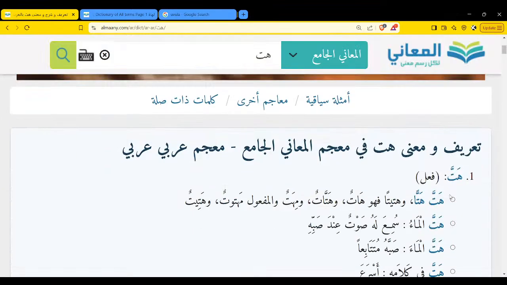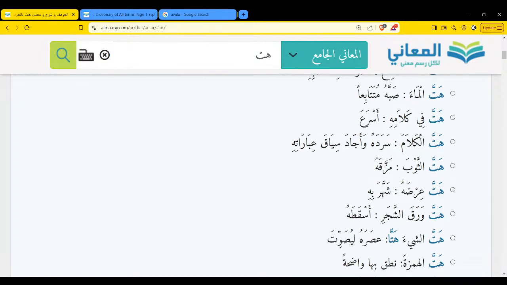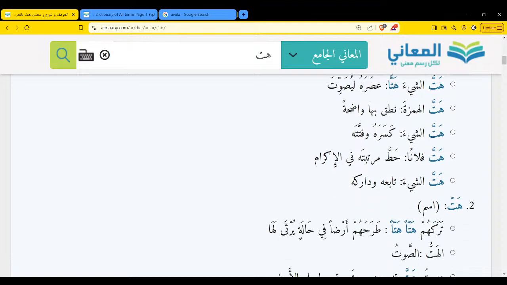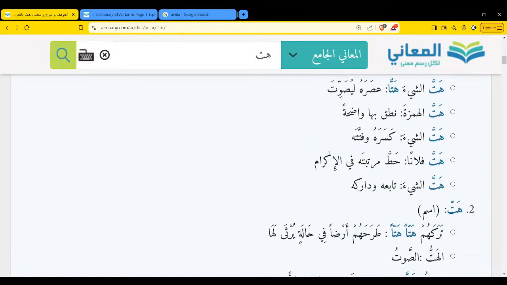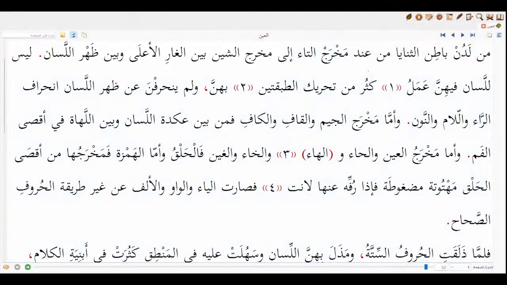Hatta. عصره ليصوب. It's almost like a pressing which creates a sound. So to create a sound with pressing. So مهتوتة مضغوطة فإذا رفها عنها.